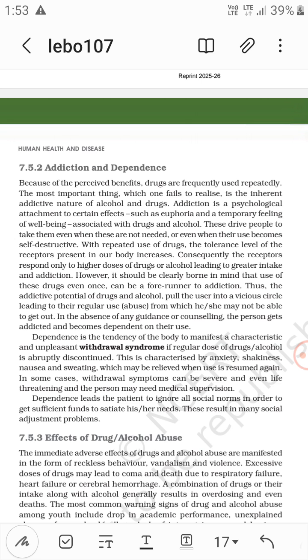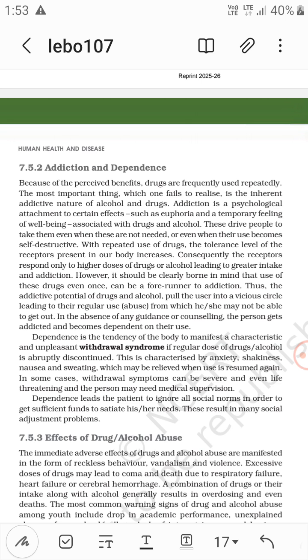Addiction is a psychological attachment to certain effects such as euphoria, increased energy, and a temporary feeling of well-being associated with drugs and alcohol. This drives people to take them even when these are not needed or even when their use becomes self-destructive.